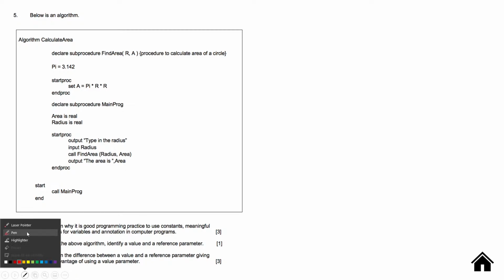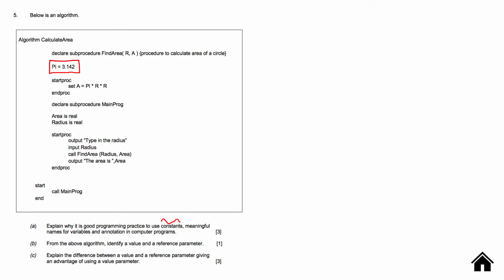Here we've got a typical exam question looking at parameter passing. It says explain why it is good programming practice to use constants, meaningful names for variables, and annotation. A constant is something that doesn't change throughout the life of the program. For example, pi: that value shouldn't change throughout the life of the program. The problem with constants is that they take up memory for the entire life of the program. But the benefit is that once you change pi's value when the program has stopped, wherever you've named pi, it will change everywhere in your algorithm. That's a bonus.